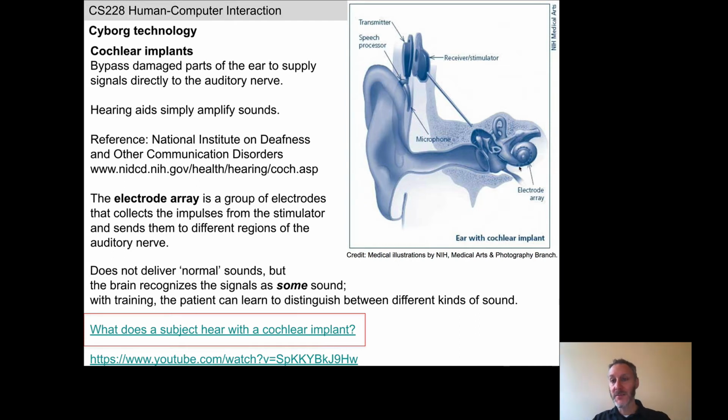An electrode array is made up of a number of electrodes. What do electrodes do? They transduce electricity into some other form. In this case, the electrode array collects impulses from the stimulator and sends them electrically, or in some cases through very high vibrations, to different parts of the auditory nerve inside the cochlea.